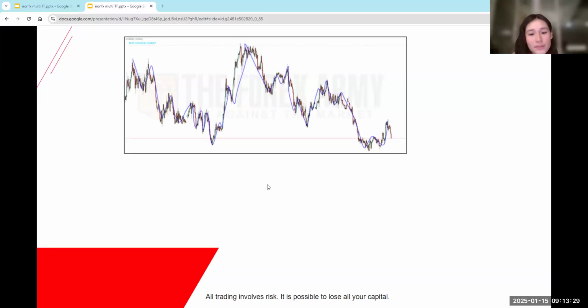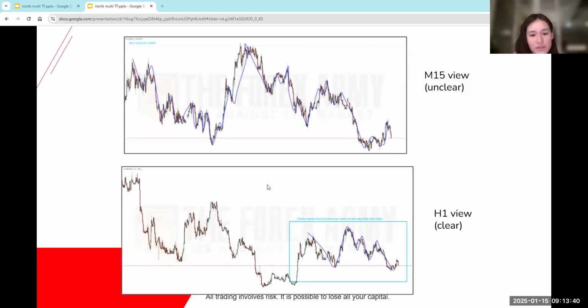So here's an example of an unclear market structure on the 15-minute time frame. It's quite messy. There's no clear movement in price. But when we change it to the H1 time frame, we can see the highlighted portion, which is the market structure we looked at on our M15. It's much clearer, and hence easier for us to analyze.